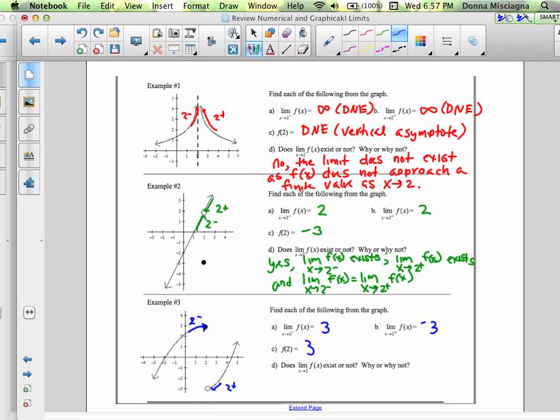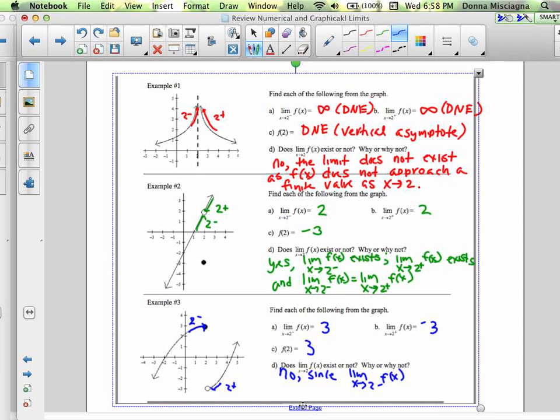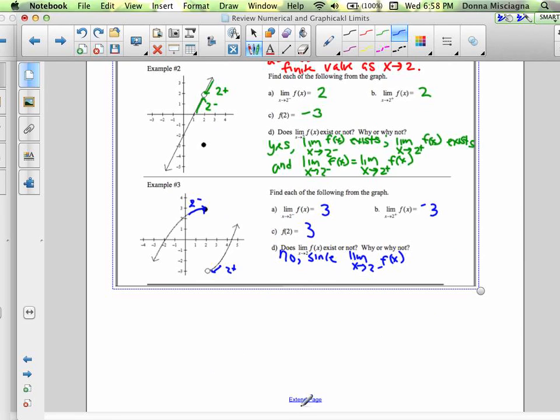Does the limit as x approaches 2 of f of x exist or not? This one is a no. Since the limit as x approaches 2 from the left, do I have enough space? I may have to extend the board, and I can't see the extended board, the extended page. It's on the easel for some reason.